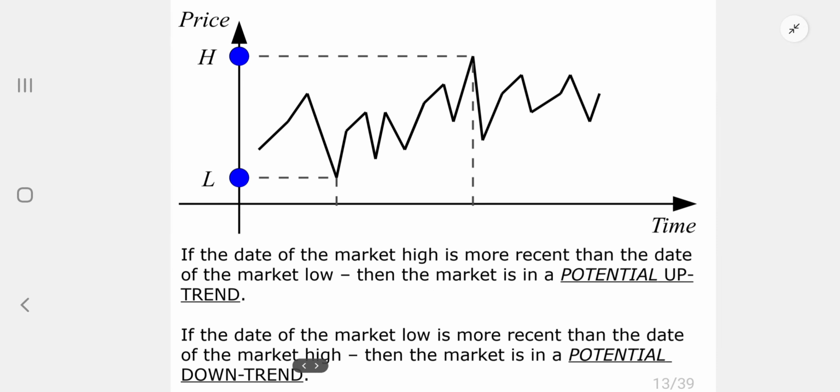If the date of the market high is more recent than the date of the market low, then the market is in a potential uptrend. If the date of the market low is more recent than the date of the market high, then the market is in a potential downtrend.